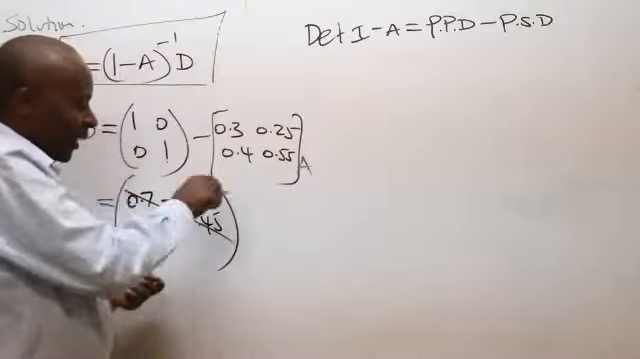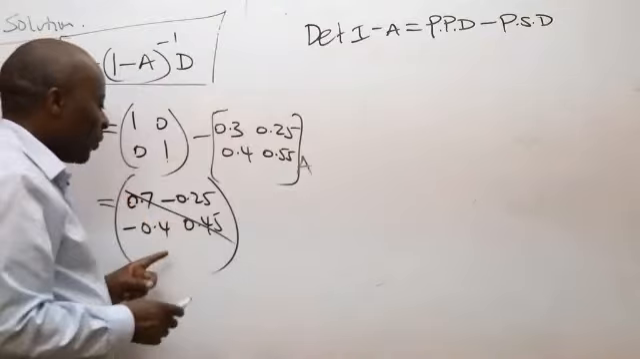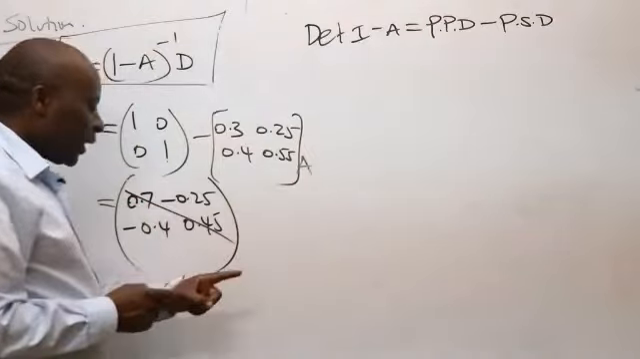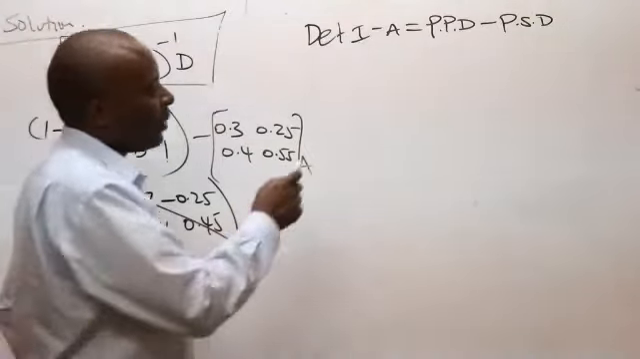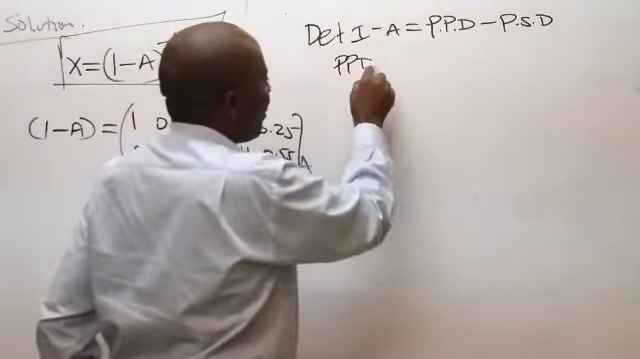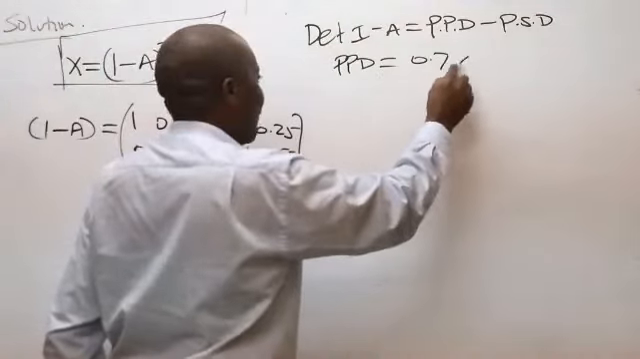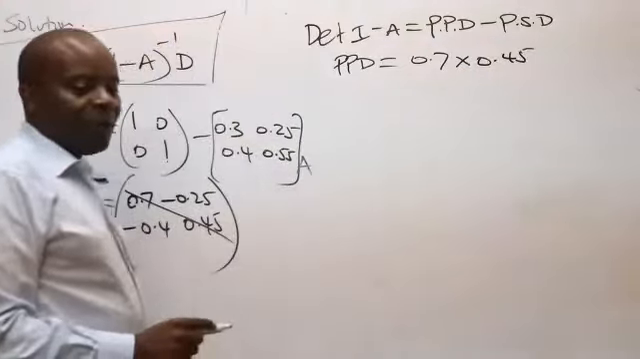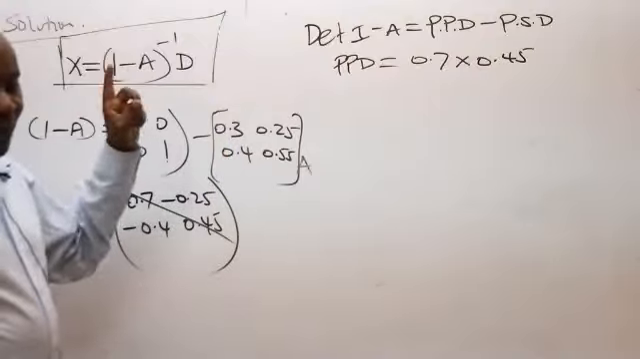Arabic is where you write like this. Nevertheless, something very important: the first element of this matrix is this one. So when you pull that diagonal like that, that becomes the primary. The product of the primary diagonal will be 0.7 times 0.45. Remember, product means that you're multiplying.